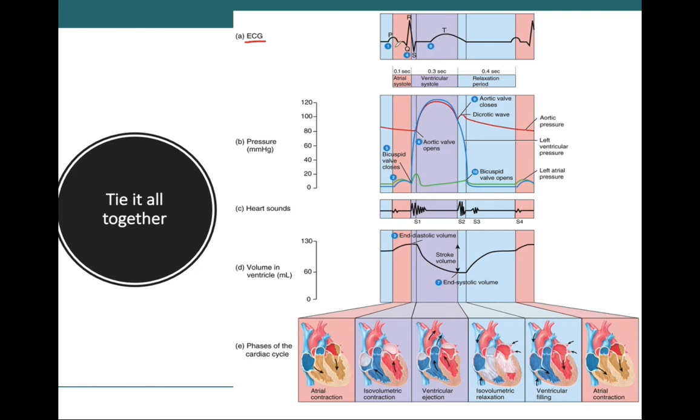We know that the P wave is going to indicate atrial depolarization, the QRS complex is going to indicate ventricular depolarization, and the T wave is going to indicate ventricular repolarization. So you can see each of these pictures in line with the events that are occurring during them. However, let's take a look at some of these new concepts that we're adding to the cardiac cycle.